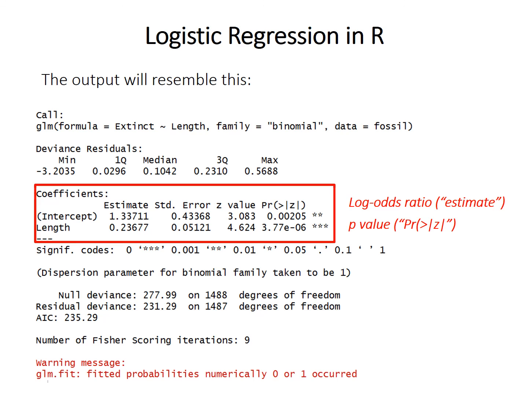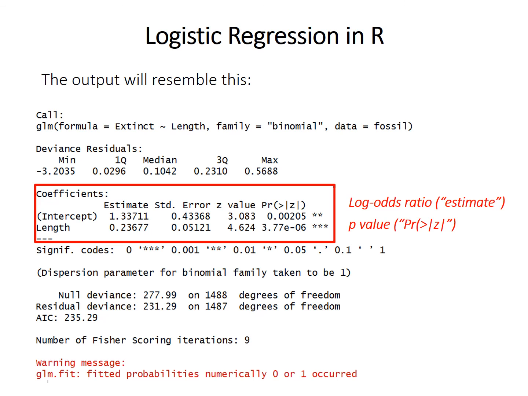The bottom part, which has the null and the residual deviance and this AIC thing and the Fisher scoring iterations, are just details about how well the model fits and how the model fitting procedure occurred. So we don't really need to pay attention to those because they're only really informative when you're comparing multiple models to each other.